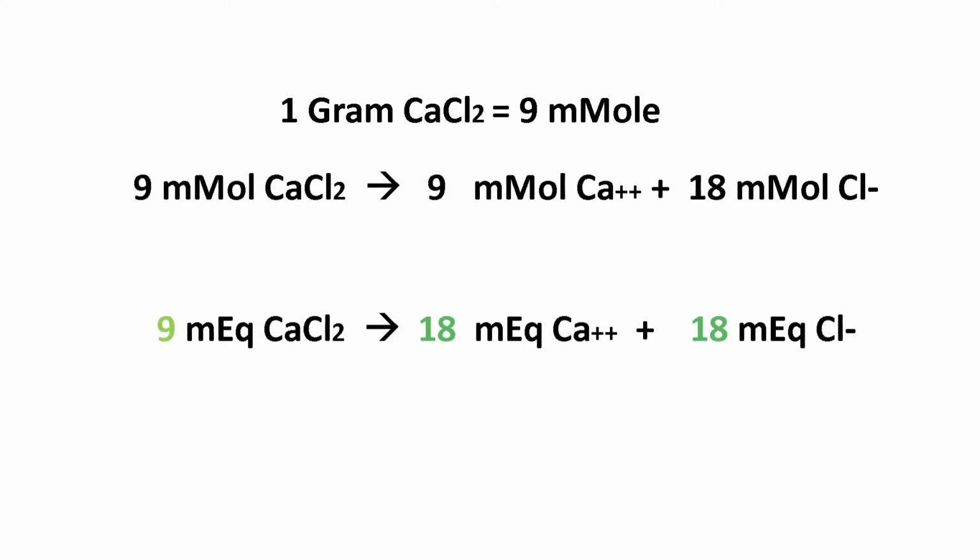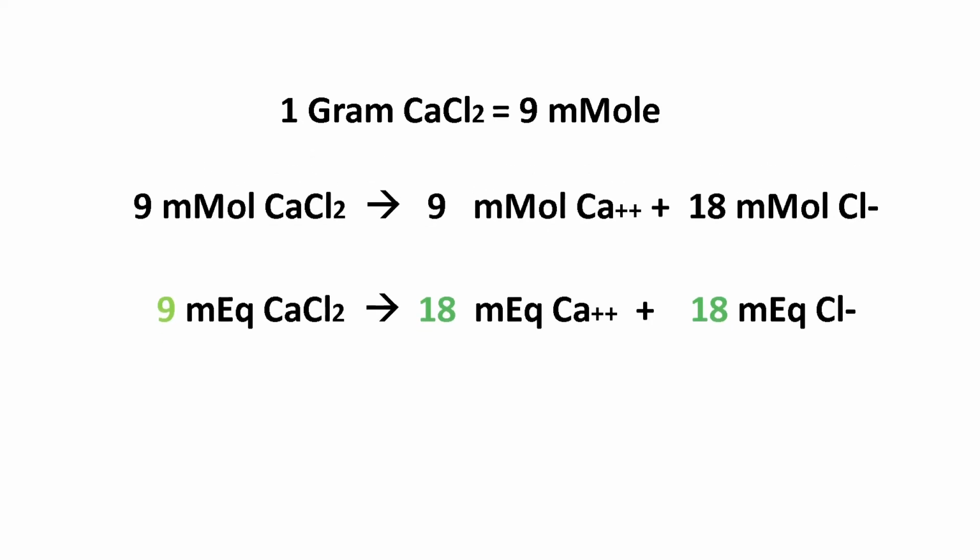Therefore, 1 gram of calcium chloride is equal to 9 millimoles. 9 millimoles of calcium chloride will give 9 millimoles of calcium ions and 18 millimoles of chloride ions. 9 milli-equivalents of calcium chloride will give 18 milli-equivalents of calcium ions and 18 milli-equivalents of chloride ions.